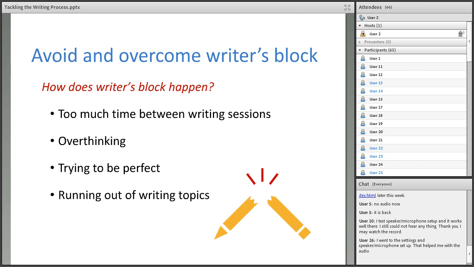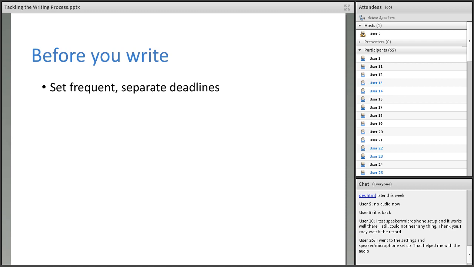Now let's go over some tips on how to keep from getting stuck when you're writing, as well as how to get unstuck. First, set frequent, separate deadlines for different parts of the project. For example, set deadlines for finishing figures, tables, the method section, the specific aim section, etc.